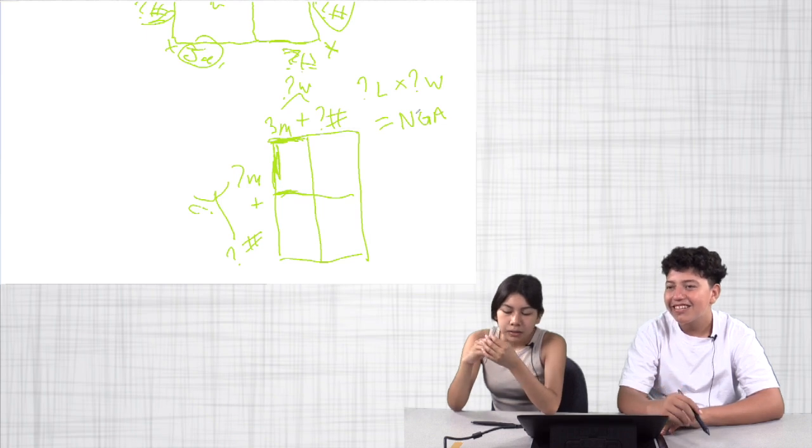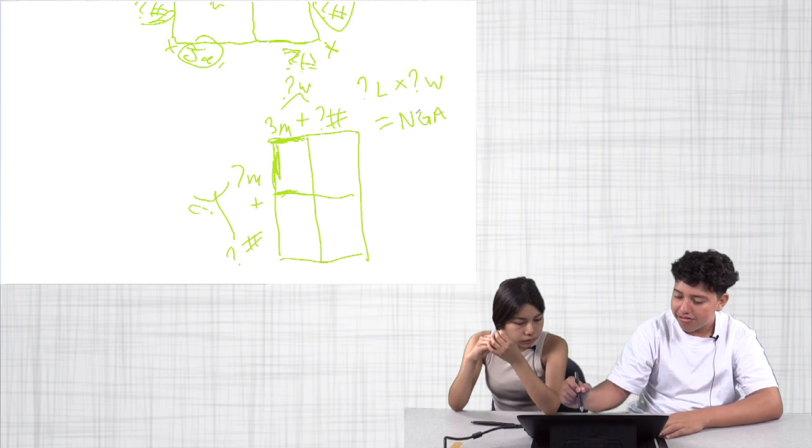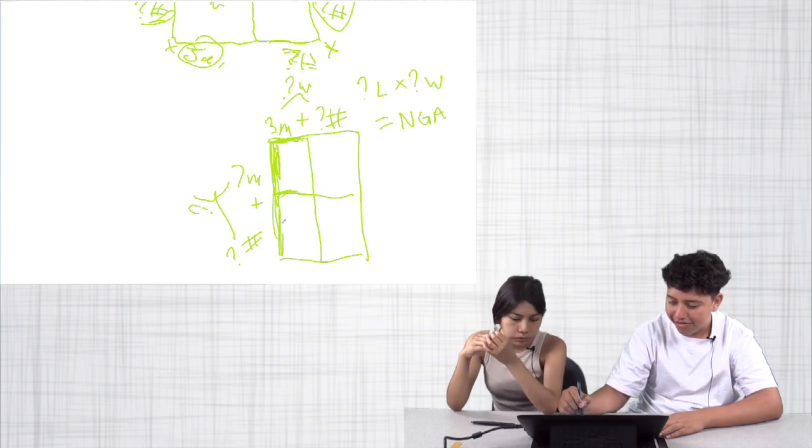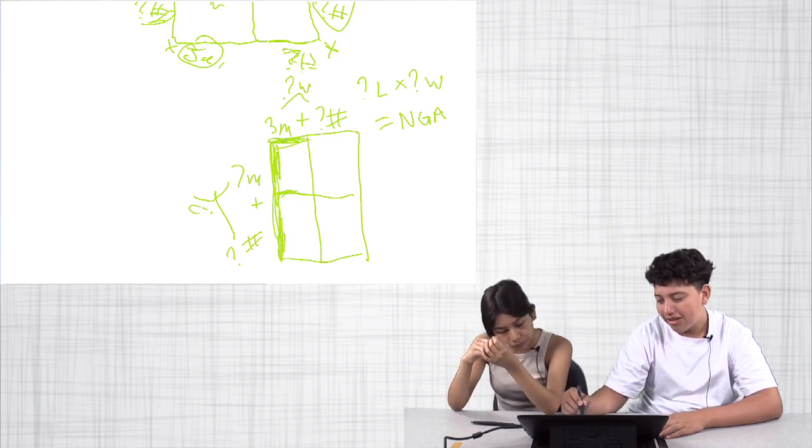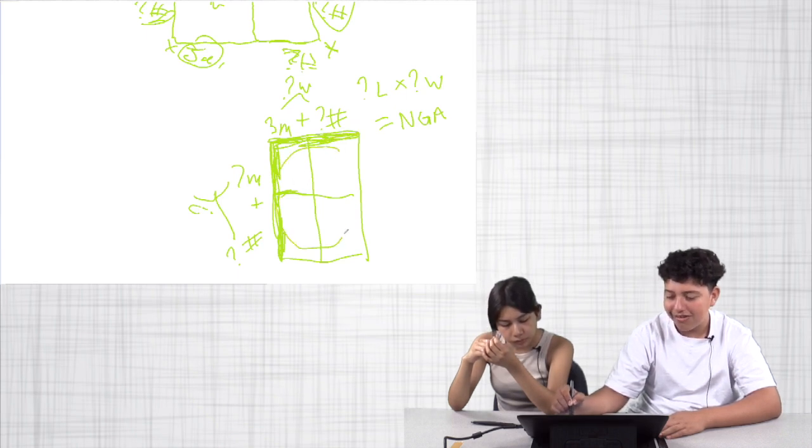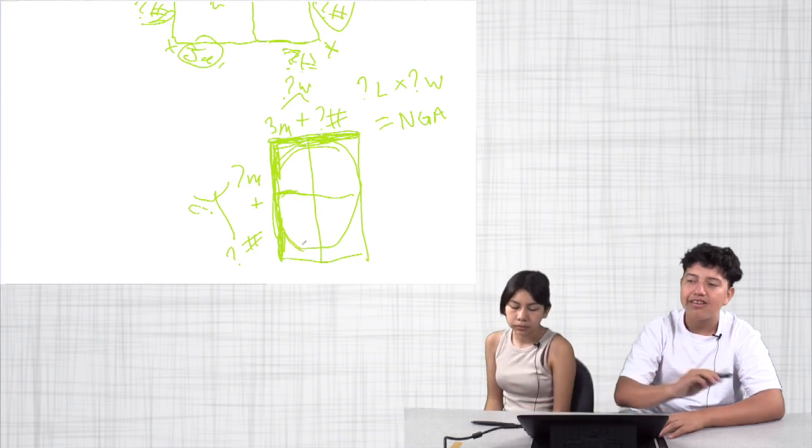Can you show me with your pen where question mark L is? Like what length is that? Right here, the whole thing. Okay. And what's question mark W? Width is right here. And NGA is the whole. Okay, awesome.